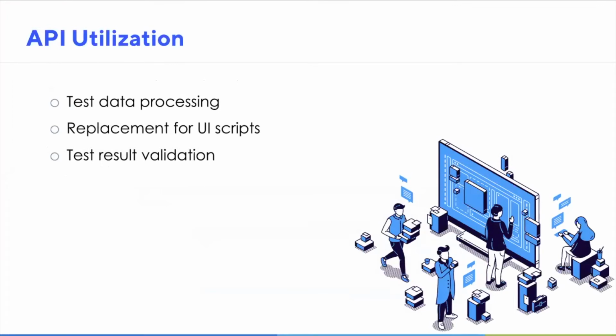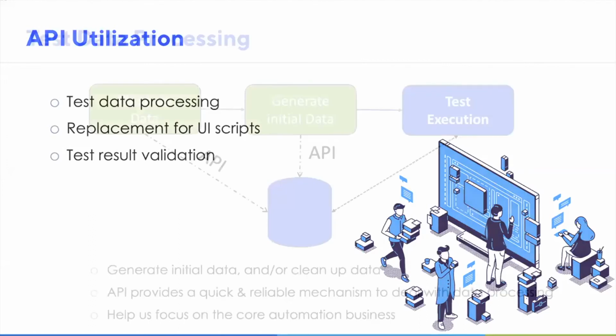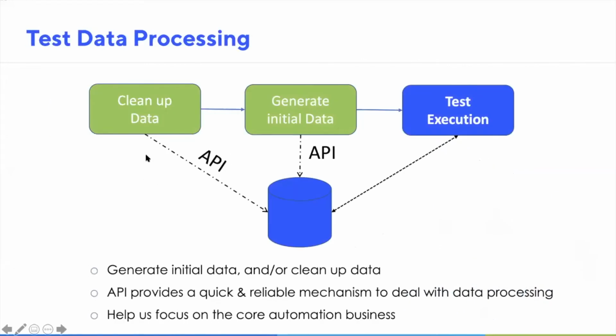Okay, so for API utilization today, I will share with you three techniques. The first one is using API for test data processing. Secondly, it's about replacements for a segment of UI script. And lastly, it will be used for result validations.